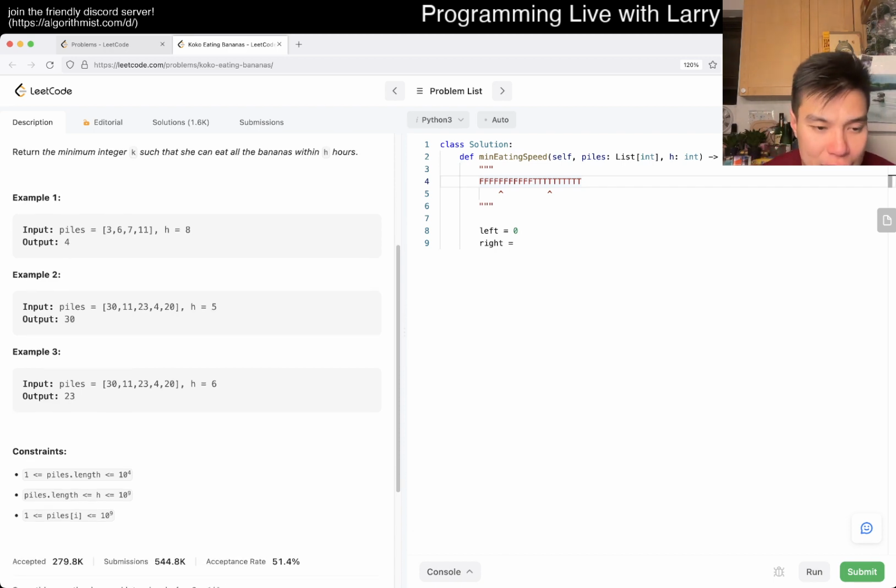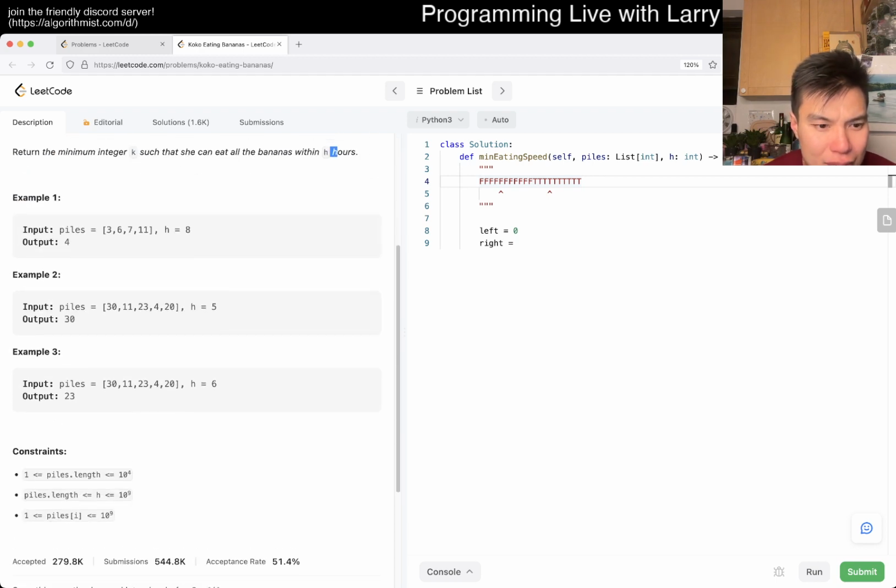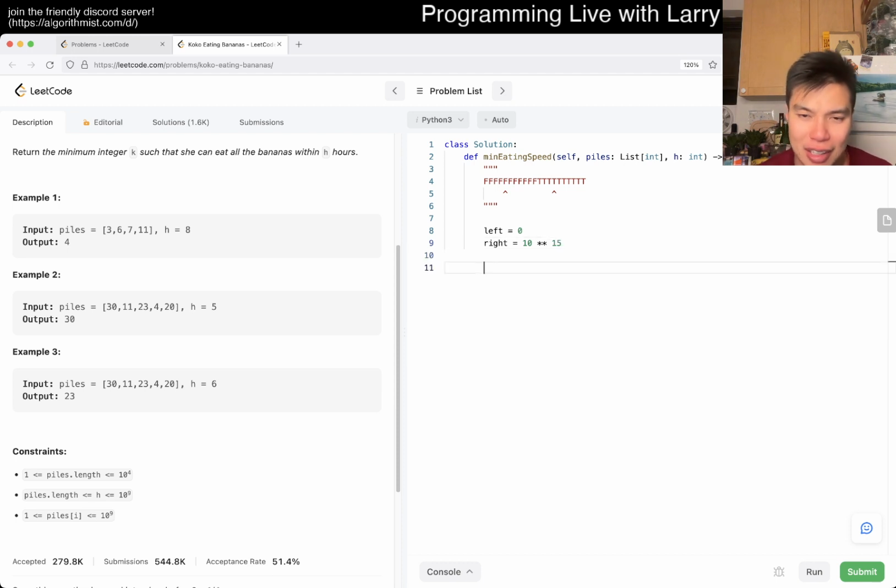But in any case, I think if H is 1, then K will be really big. In fact, there's 10 to the 9 times 10 to the 4th, so there's like 10 to the 13. So maybe the answer is like 10 to the 13 or 10 to the 14, so we can probably choose something big, just to be safe.